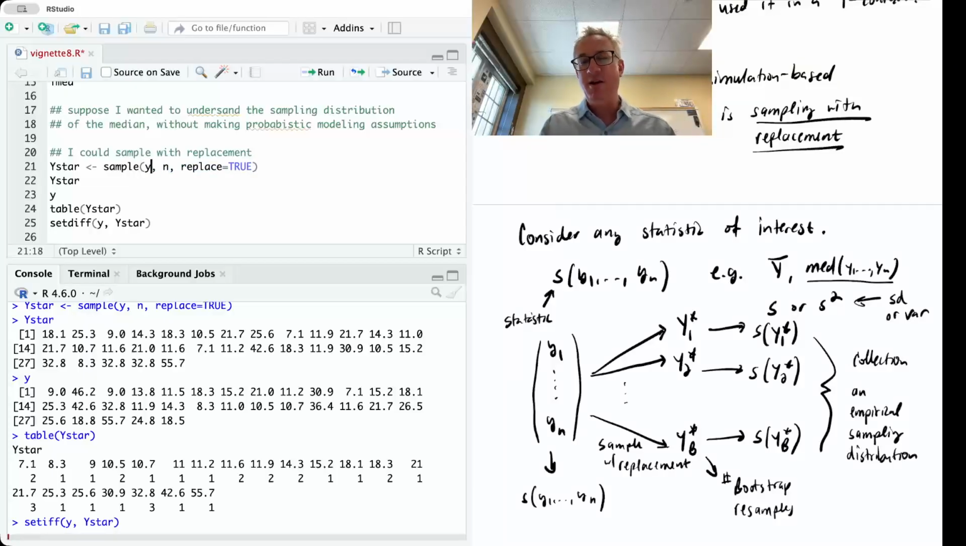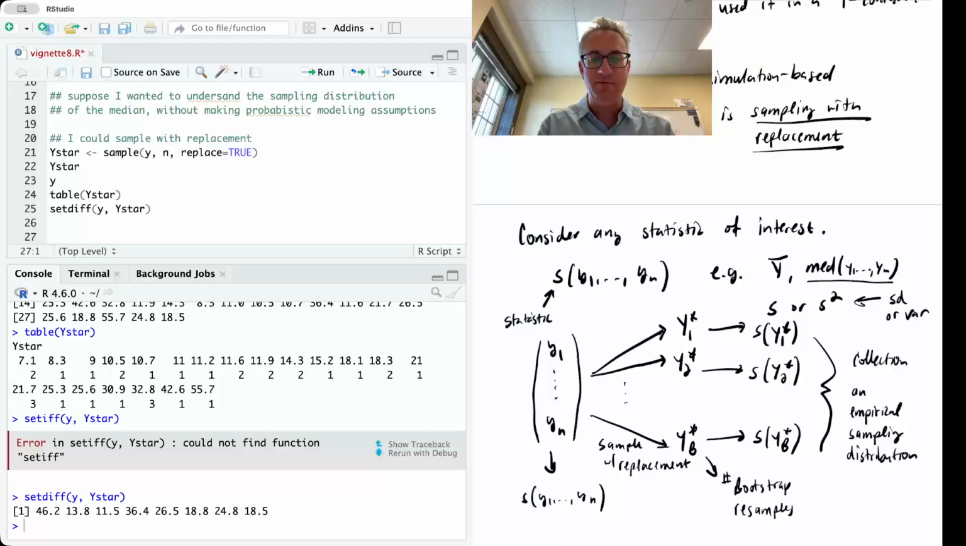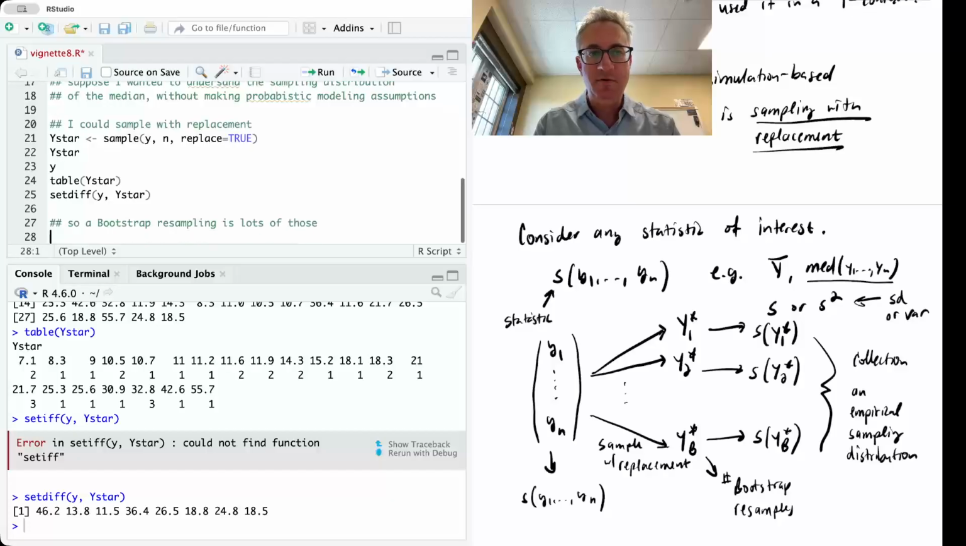So they're kind of taking the place of the distribution, which is interesting and magical, I think. So we're not going to do this just once, right? We're going to do it a lot of times. So a Bootstrap resample is lots of those. Okay, so I'm going to do a lot of them.